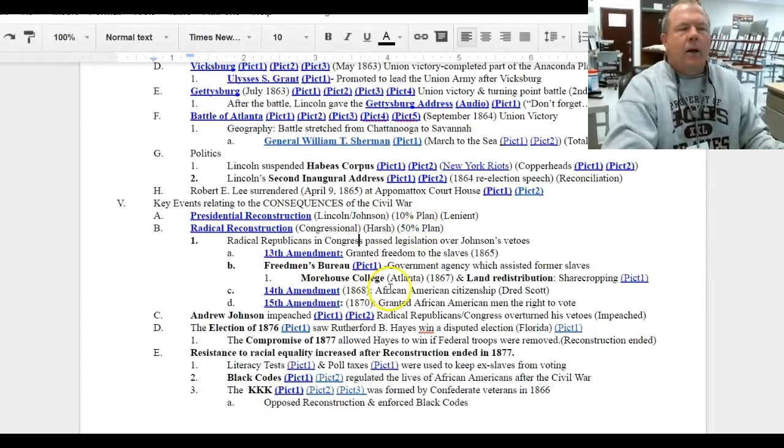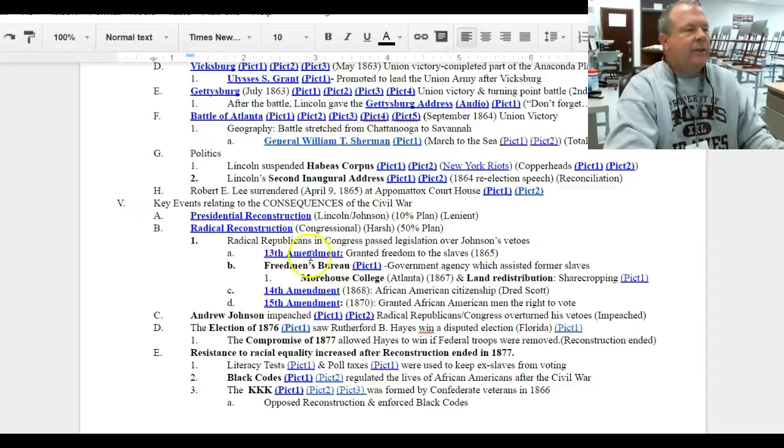Radical Republicans in Congress passed legislation. Because the president that replaced Lincoln was a Southerner from Tennessee, he opposed many of their radical plans. So much of their legislation he vetoed. This did not make the Radical Republicans very happy. Over Johnson's objections, Congress was successful in passing much legislation which helped ex-slaves.